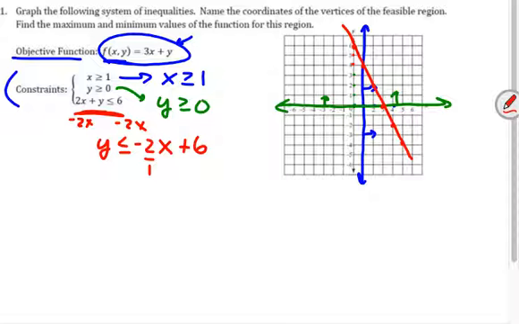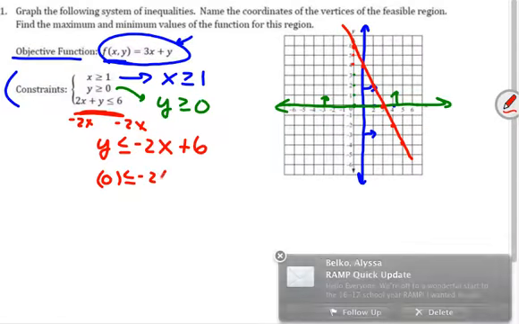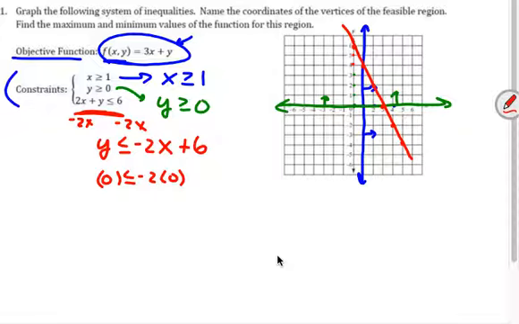Now I got to see which way I shade. It looks like the triangle, it should be the inside, but just to make sure, you're going to use a checkpoint of 0, 0. So I'm going to plug in 0 for y is less than or equal to negative 2 times 0 plus 6. So this is 0 is less than or equal to 6, basically. Is 0 less than 6? This is true. Here's 0, 0, that point we just plugged in, so I'd shade towards it if it's true, so I'm going to shade this little area.